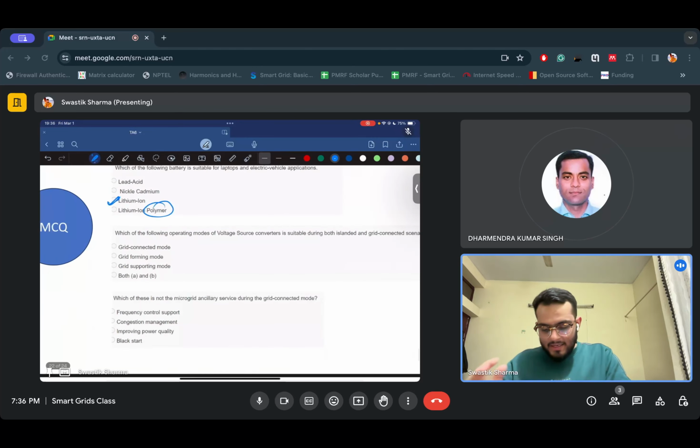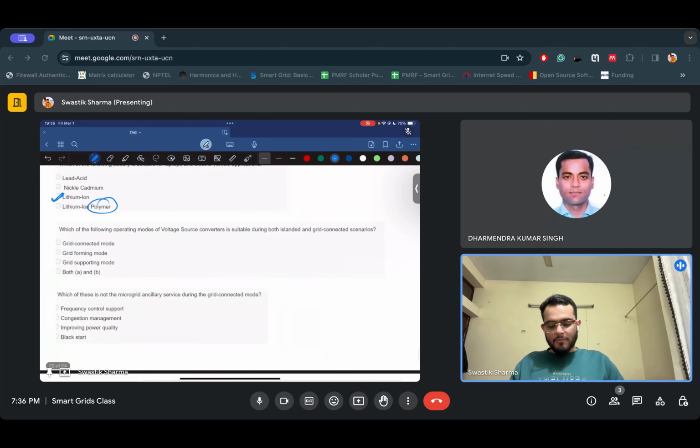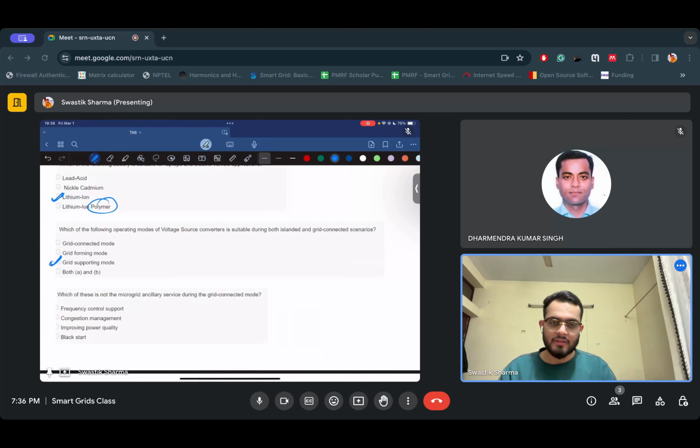Okay, sir. Second last question. Which of the following operating modes of voltage source converters is suitable during both islanding and grid connected scenarios? I just told you. Grid supporting mode. Yes, it's the grid supporting mode. They can be used to support the grid in case of emergencies in both islanding and grid connected mode.